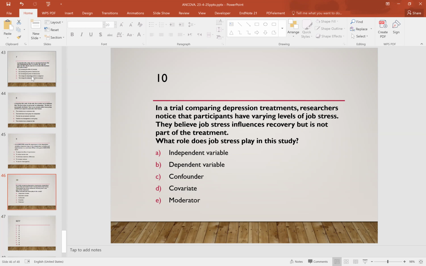In a trial comparing depression treatments, researchers noticed that participants have varying levels of job stress. They believe job stress influences recovery, but it is not part of the treatment. What role does job stress play in this study? Independent variable, dependent variable, confounder, covariate, or moderator? Confounder, C. It's covariate. It's D.